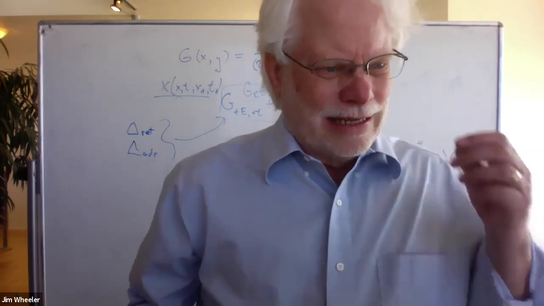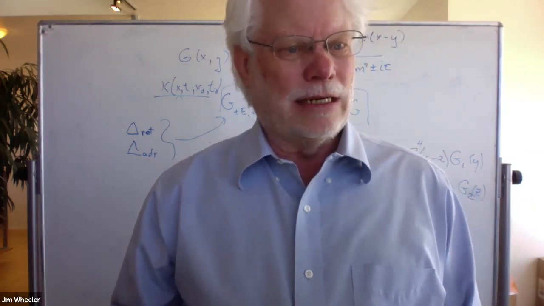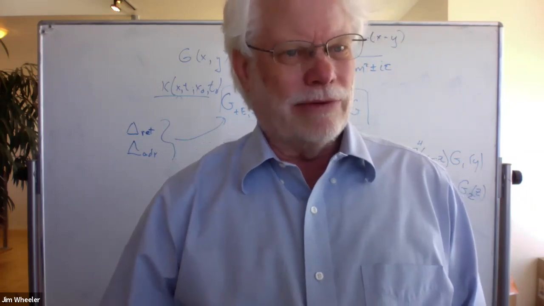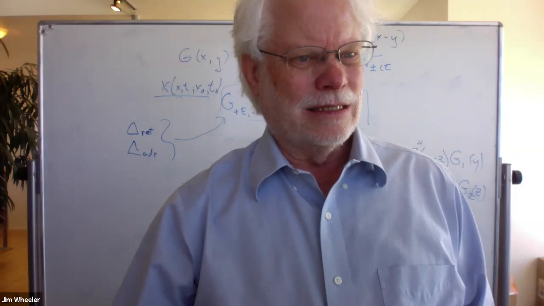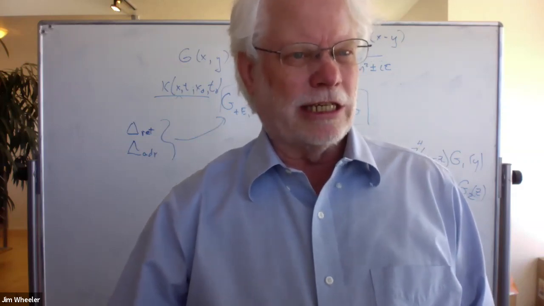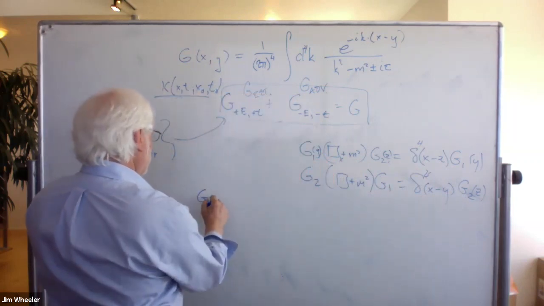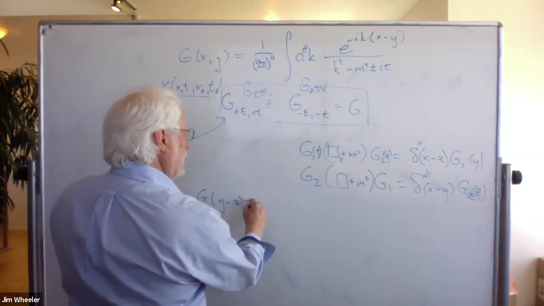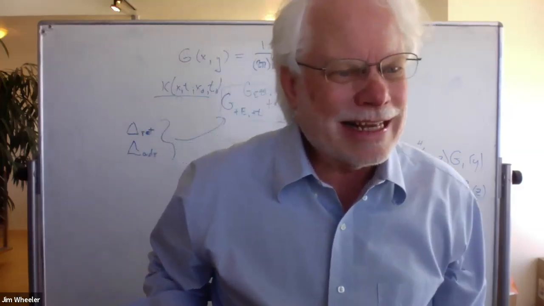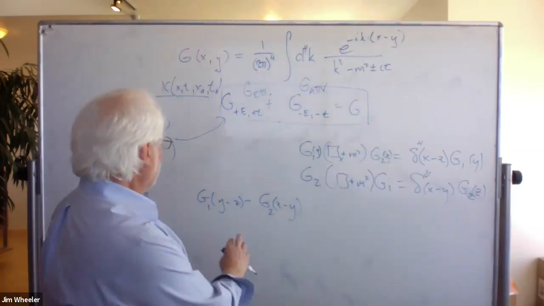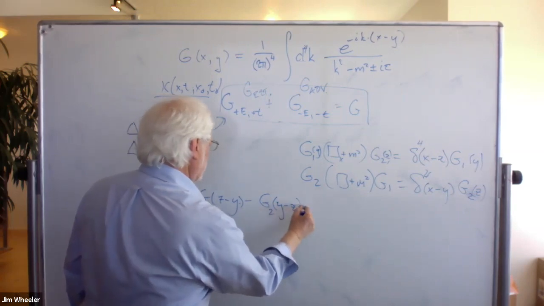Now, what are we going to do with that? We're going to integrate it over x. I want to subtract these two expressions and integrate over x. So what's going to happen? On this side, we're going to have G of y minus z minus G of z minus y. Now that's G1 and this is G2. Did I get that right? No, exactly backwards. Z minus y here, and I don't think it matters. Y minus z there.